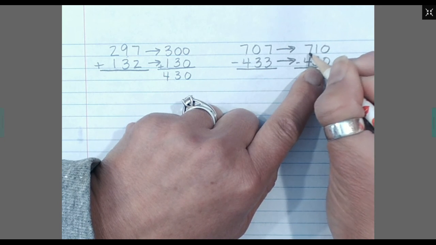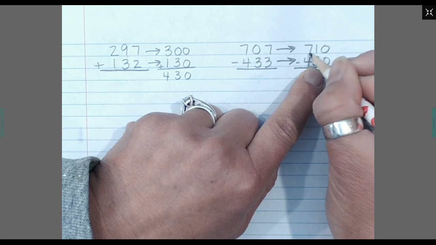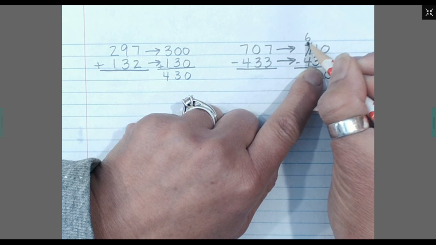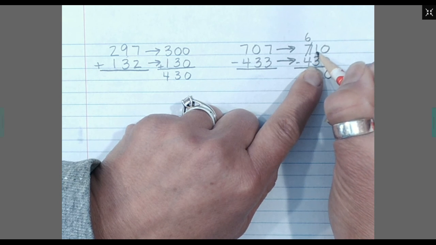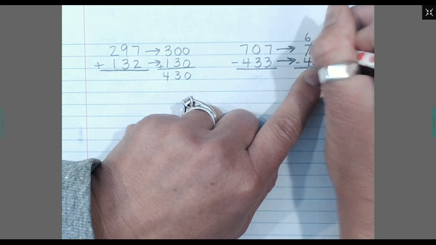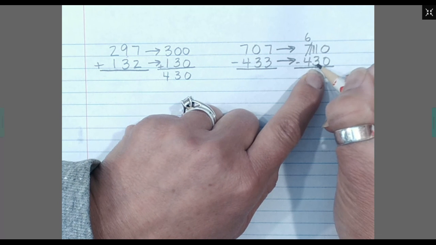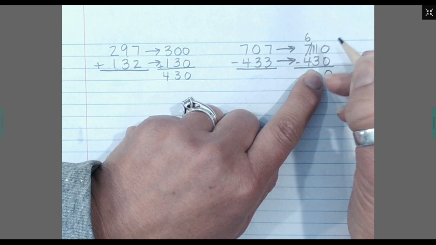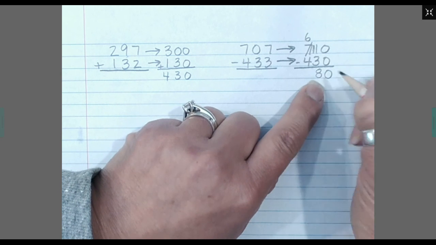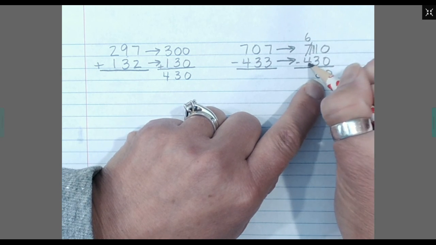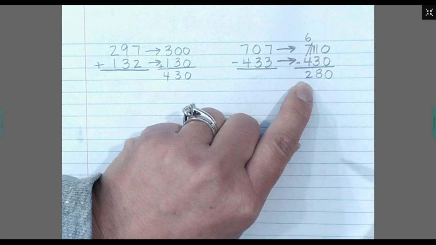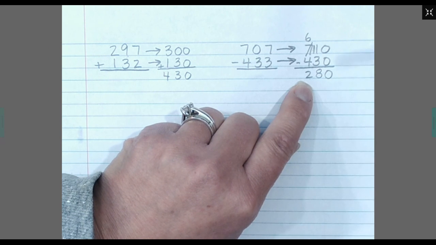I have to regroup. Go to my hundreds place. I'm going to borrow one of those hundreds. One of those hundreds I'm going to convert into 10 tens. And I'm going to add that to the 10 I already have. So now I have 11 tens. 11 tens minus 3 tens is 8, and then 6 minus 4 is 2. It's actually 6 hundreds minus 4 hundreds is 2 hundreds. So my difference is 280.